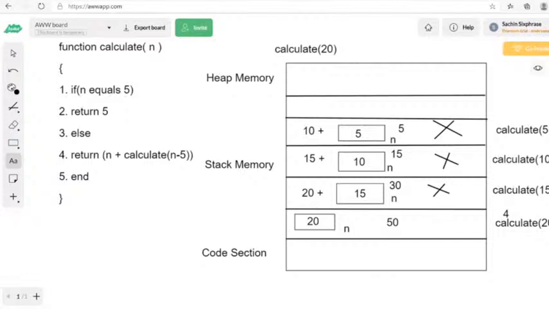So in recursion you have two phases. One is creating the stack, creating the activation records, and the next phase is deleting the activation records. So this is how the answer is going to be 50 here.